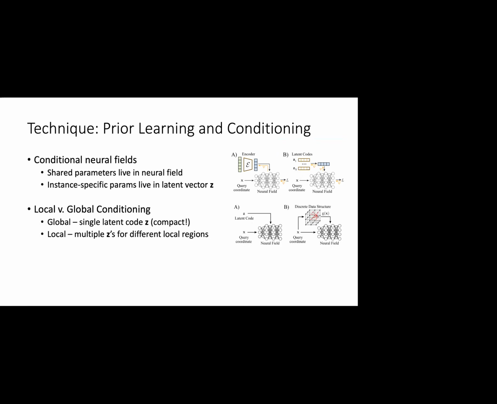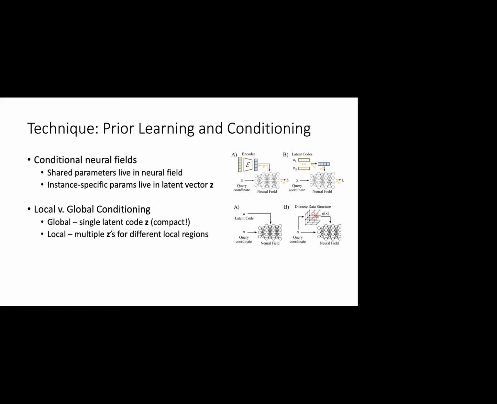Similarly, like Garrett mentioned as well, this can be done on a local or global scale. Global is great because it's compact. You have one latent code for your entire image, like it's night, for example, or these are your camera intrinsics. And it means you're not passing a lot of data around.